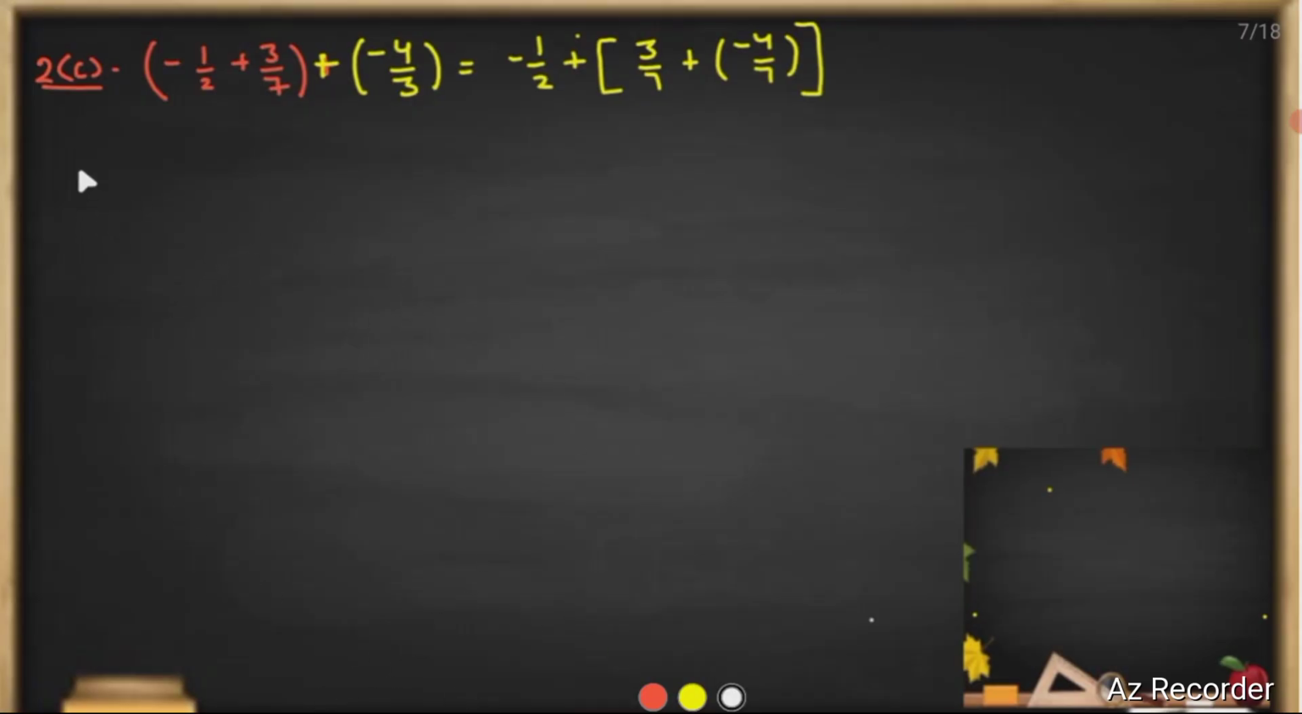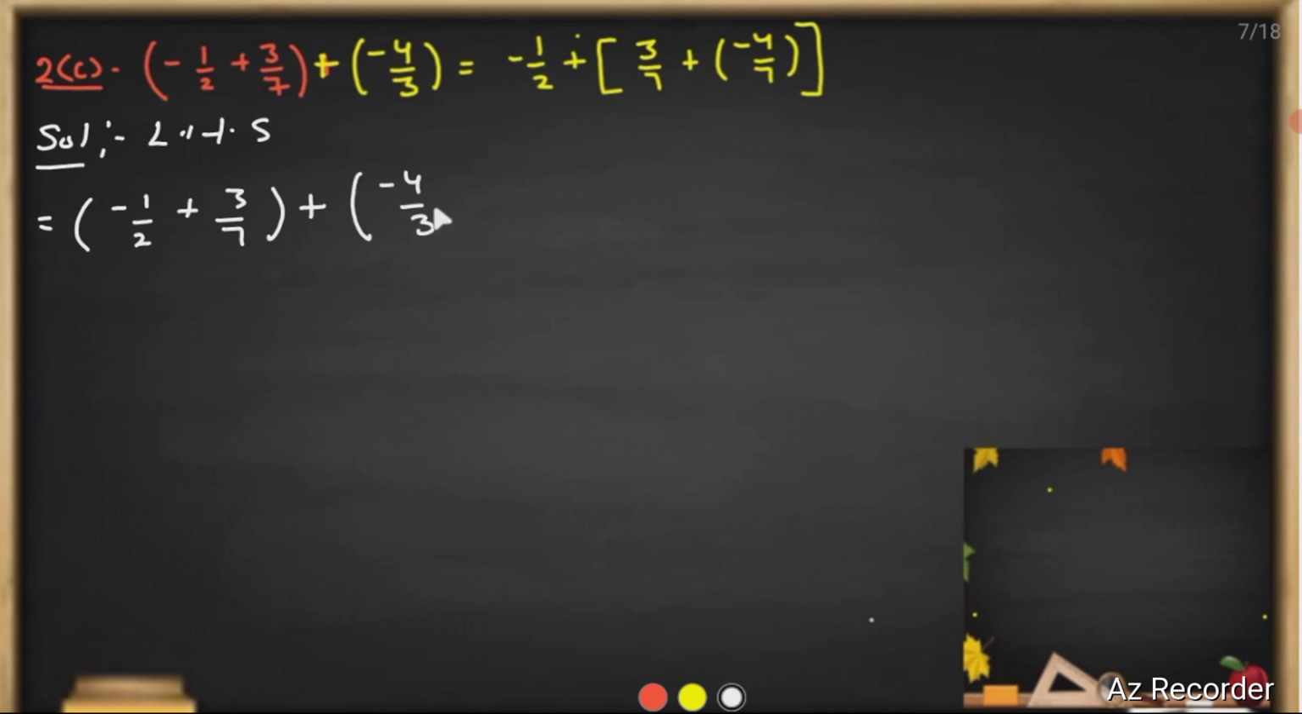Again we take the left hand side here. For the solution we take the left hand side first, and the left hand side is given here: small bracket negative 1 by 2 positive 3 by 7 small bracket close, positive negative 4 by 3. In the first bracket we take the LCM. 2 cuts 14 7 times, so minus 7, and 7 cuts 14 2 times, and that is 6.